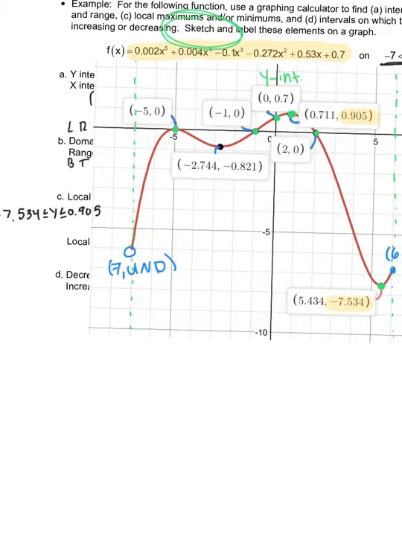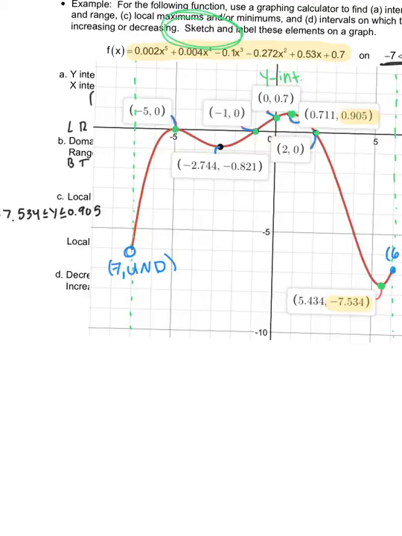I guess blue maybe. Okay. So I see down here, this has an open circle. So it is not allowed to be a maximum or a minimum. So we're just going to throw that point out.